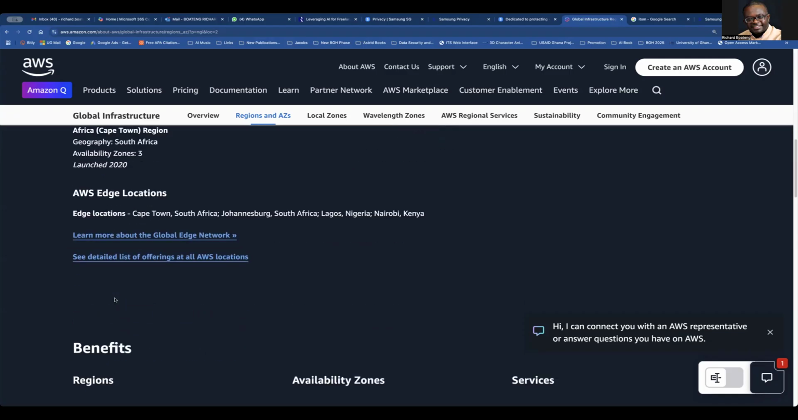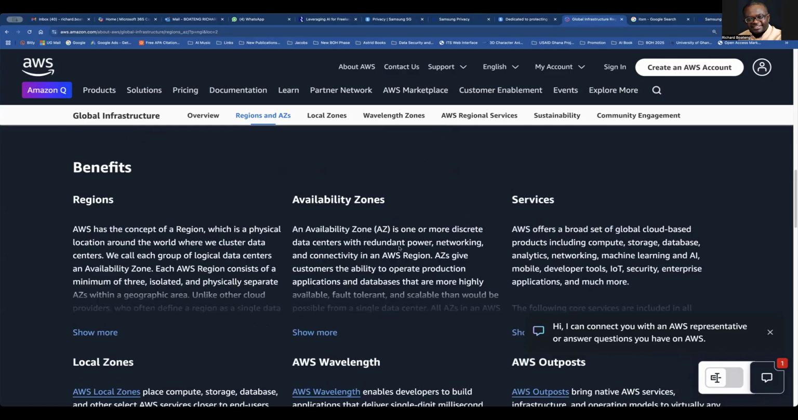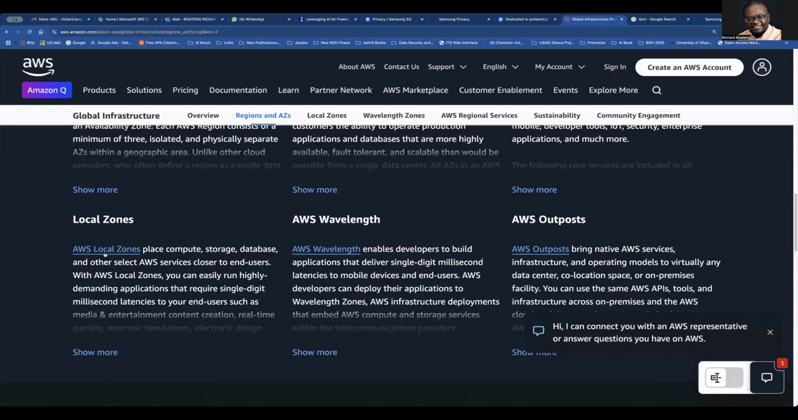Learn more about the edge network. I don't know what the edge is about. I may have to read it later. An availability zone is one or more discrete data centers with redundant power and networking connectivity in an AWS region. Okay. Then they said there's a local zone. AWS local zones place compute, storage, database, and other select AWS services closer to end users.